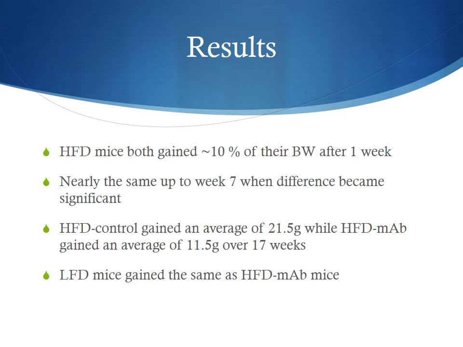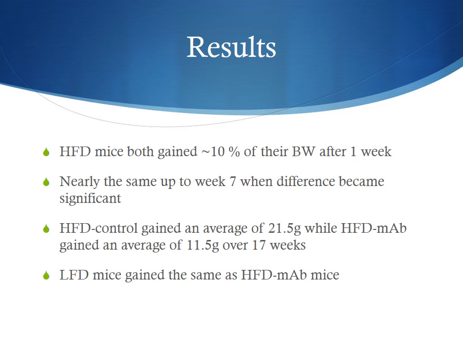For the results of this section, the high-fat diet mice, both groups, gained roughly 10% of their body weight after the first week. They remained identical up to week 4, when the mice with the antibodies began to plateau while the control steadily increased. And then by week 7, the weights between the 2 groups became statistically significant.